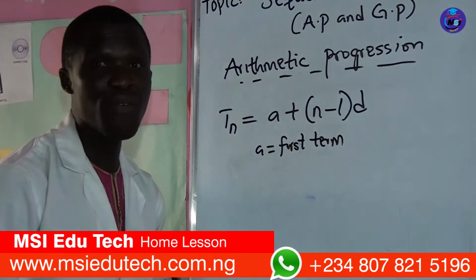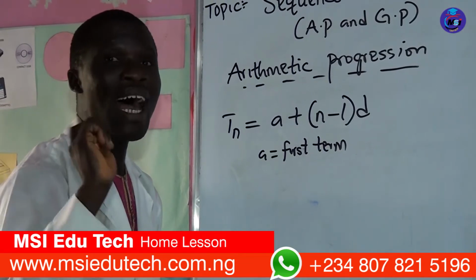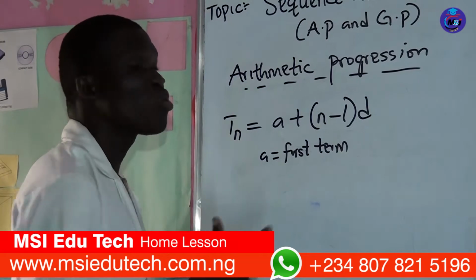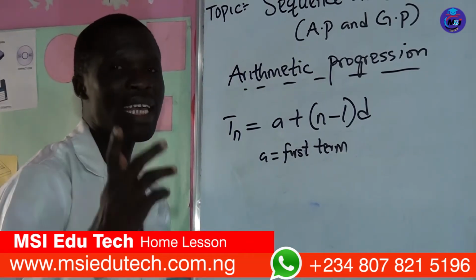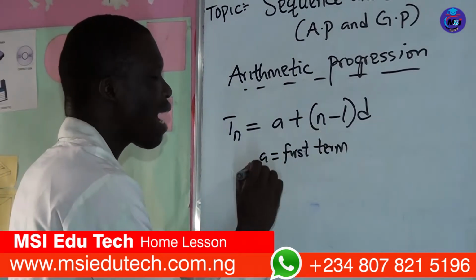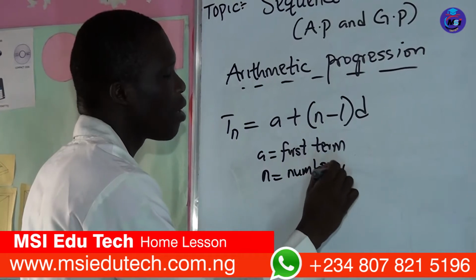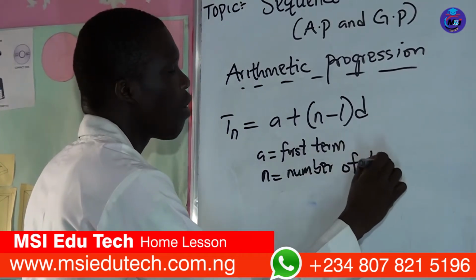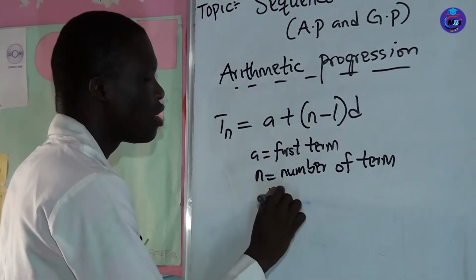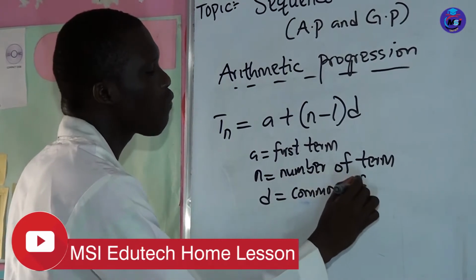Just like in the alphabet, we have 26 letters, and the first letter is A. So that's why we use A to represent the first term in an arithmetic progression. Okay? We have n. n is the number of terms. Now, we have d. d is called the common difference.